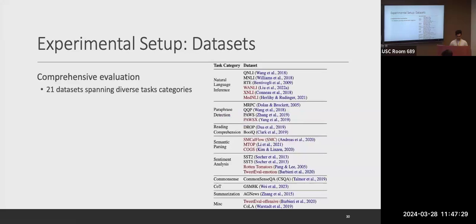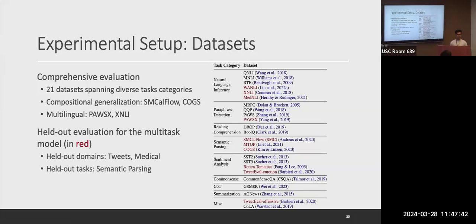We evaluate this on a whole bunch of datasets. In particular, we included some compositional generalization evaluation and some non-English evaluation. And because we have a multitask model, we also evaluated on held-out setups, like held-out domains. TREC eval is a TREC dataset, while MedNLI is a medical dataset. And also semantic parsing is a held-out task for the multitask corpus we use.